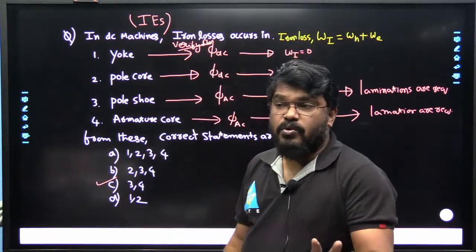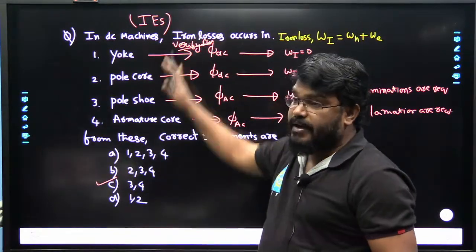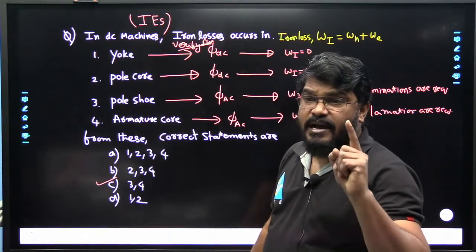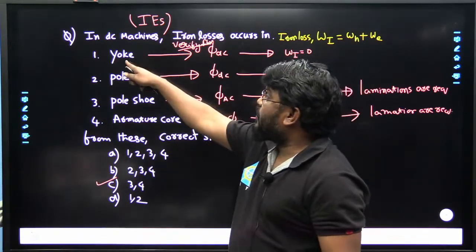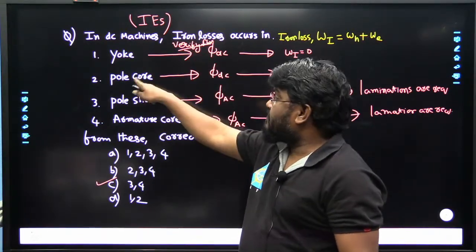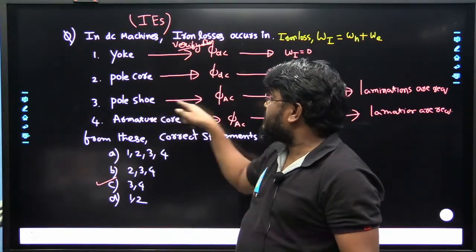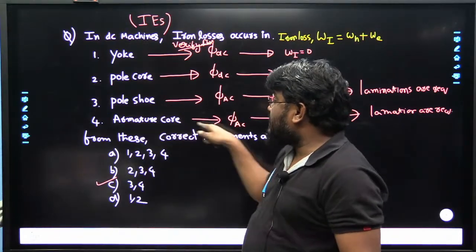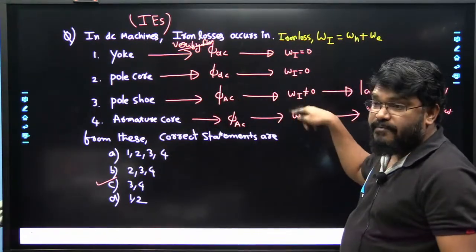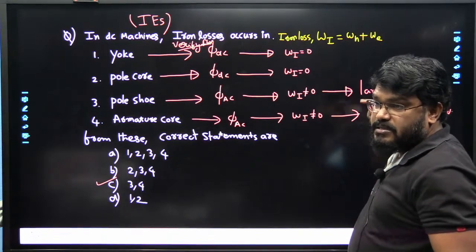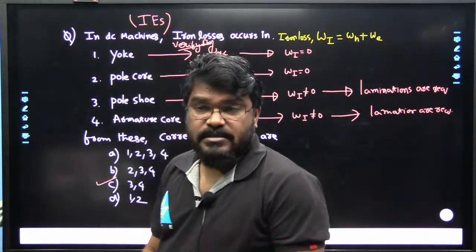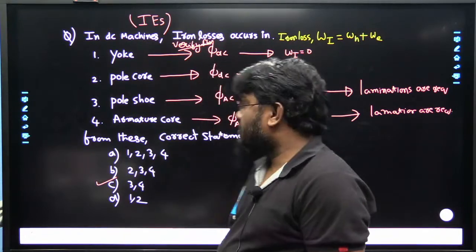So what we have to do here: whenever the name of a material is given, first verify the flux, whether the flux is DC or AC. The flux in the yoke, which flux flows here? Only DC nature of flux. The flux in the pole core, DC nature. The flux in the pole shoe, AC. The flux in the armature core, AC nature. When the flux is AC, there is a possibility of iron losses, so laminations are required. Have we got it?